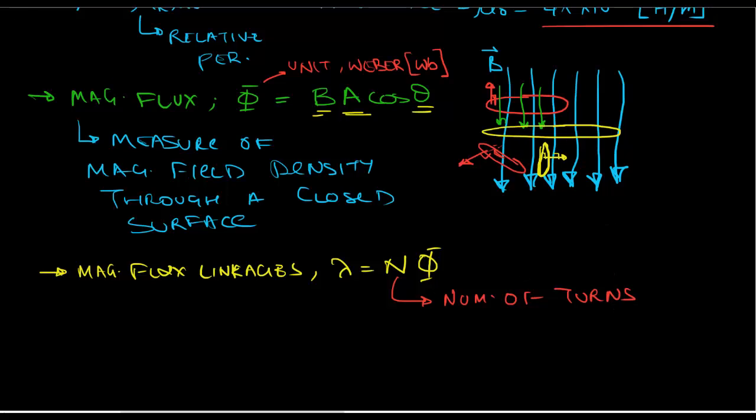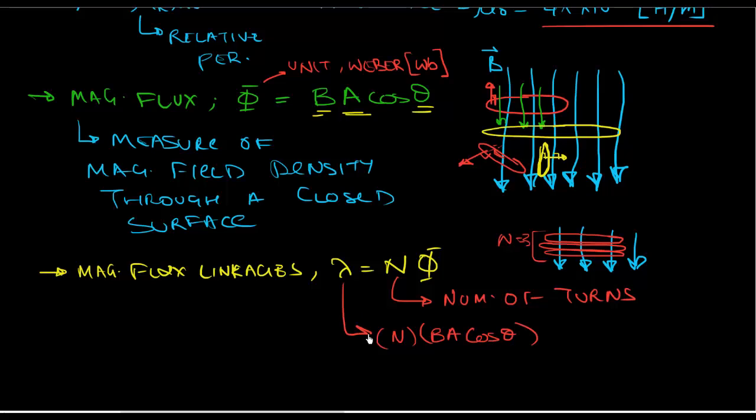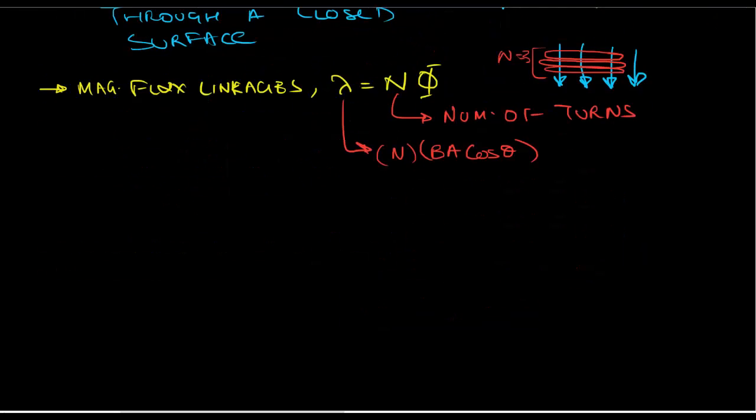So once again, let me draw some more field lines. So you have magnetic field lines here, and you have a surface area, so you can have it once. What if you have it twice? You have it thrice. So this n here is equal to 3. So my flux linkages would be 3 times the flux that is there. So it would be n times B A cos theta. So that is my flux linkages.